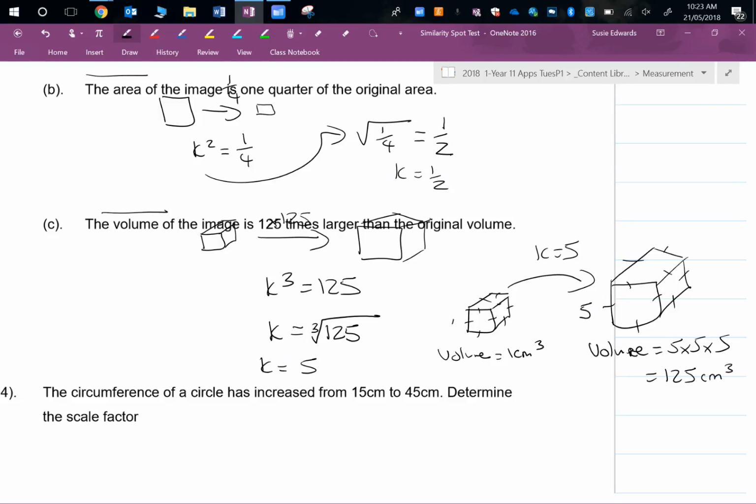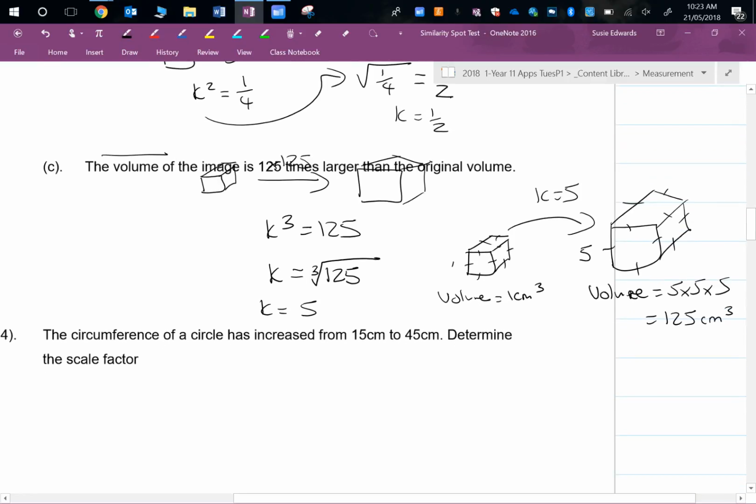Any questions? So you need to be able to know those, so that volume means k cubed.